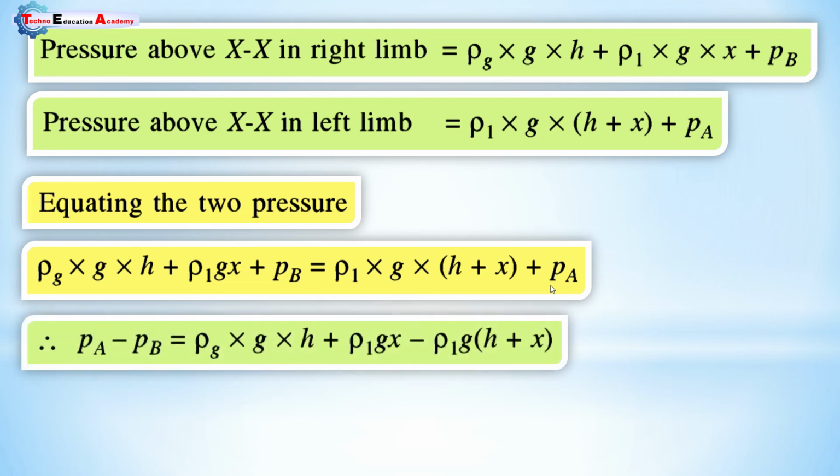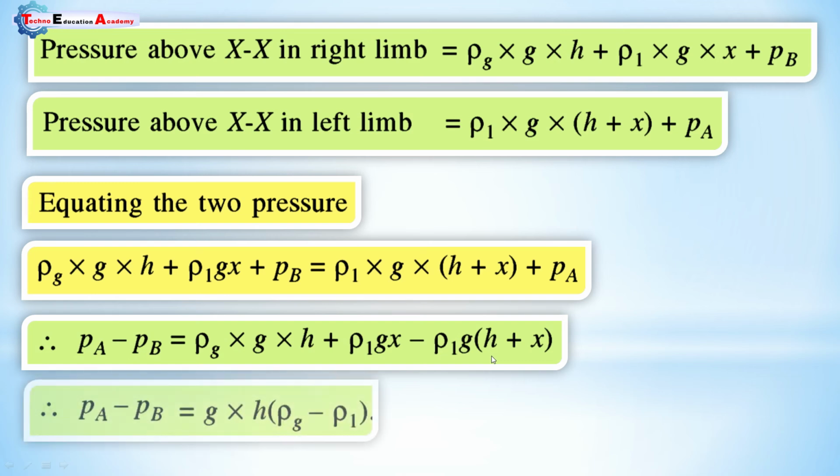Further we simplified the equation and we are getting Pa minus Pb equal to rho into Gh plus rho 1 Gx minus rho 1 G (h plus x). But here we are considering the same liquid, rho 1, on the left hand side and rho 1 on the right hand side, and the elevation and the level are also the same. So further we simplified this equation.